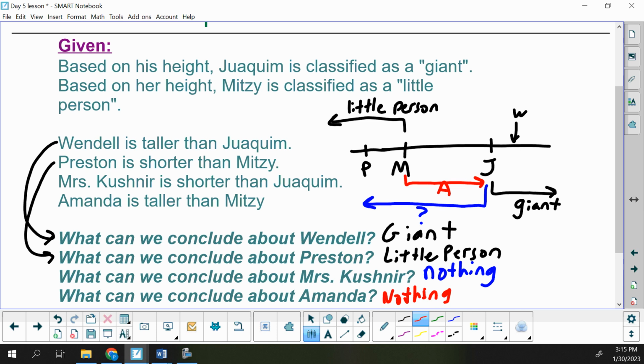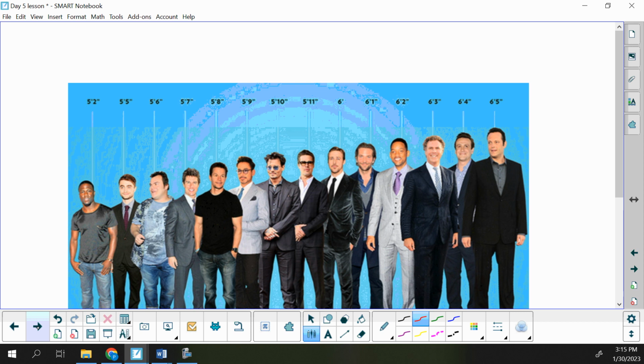So essentially what this says, if we know someone's tall, anyone who's even taller than them would be tall. If we know someone's short, anyone shorter than them would also be considered short. But if it's in the other direction, where they're not on the polar ends of things, we can't make any conclusion. So here's a visual of the same idea.